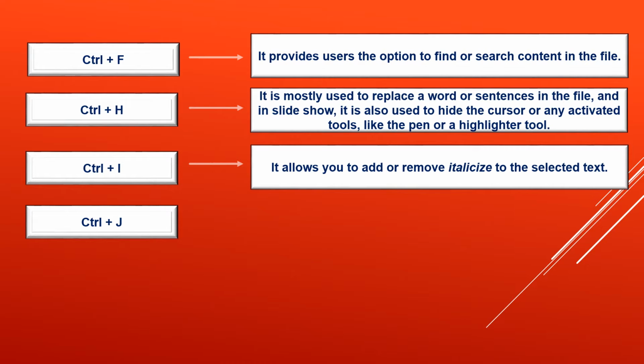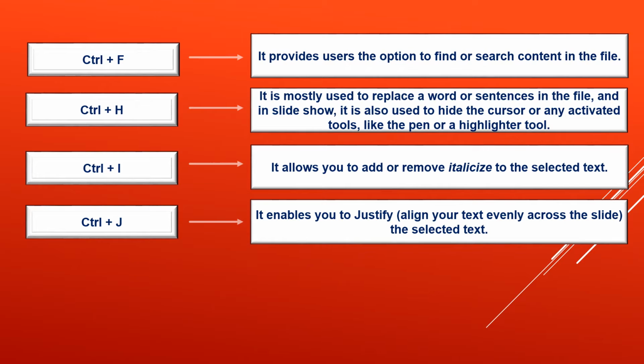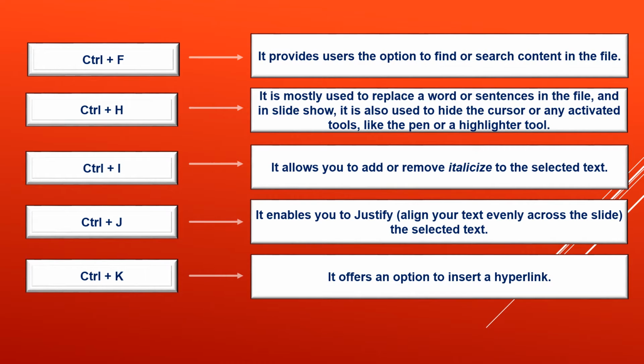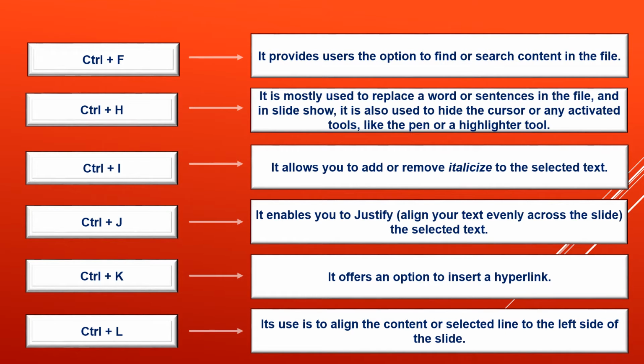Ctrl plus J. It enables you to justify, meaning align your text evenly across the slide, the selected text. Ctrl plus K. It offers an option to insert a hyperlink. Ctrl plus L. Its use is to align the content or selected line to the left side of the slide.